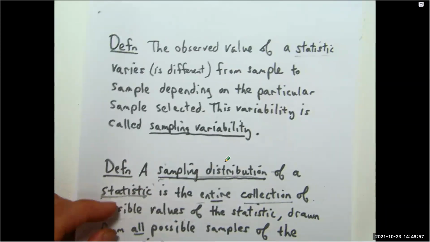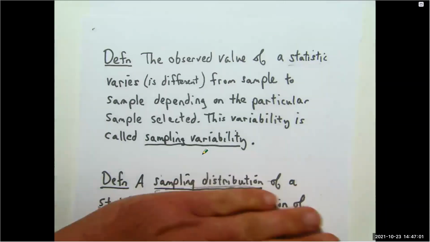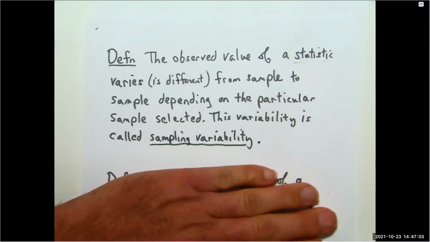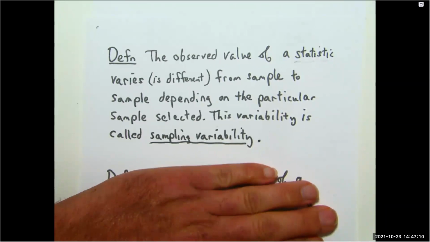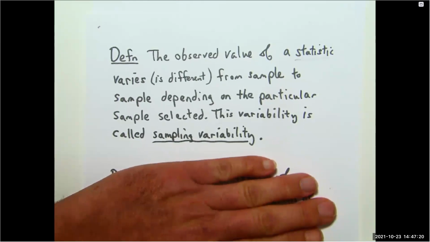This is an example of what's called sampling variability. Okay, so here's your definition of sampling variability. The observed value of a statistic, in this case X bar, the sample mean, varies or is different from sample to sample, depending on the particular sample selected. And this is called sampling variability.